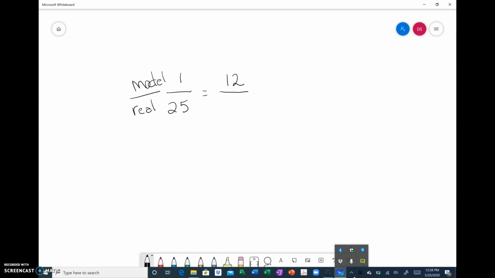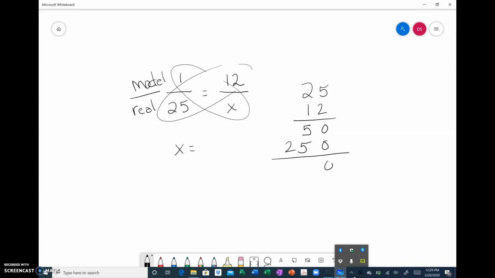Okay, so let's figure out how high the actual Eiffel Tower is based off of our model. So we're just going to multiply, because of cross multiplying, 25 times 12. And we should get 300. So we can say that the actual Eiffel Tower is 300 meters high. I'm going to end this video because I am running out of time, and I'll pick up again with example 3 on page 431.